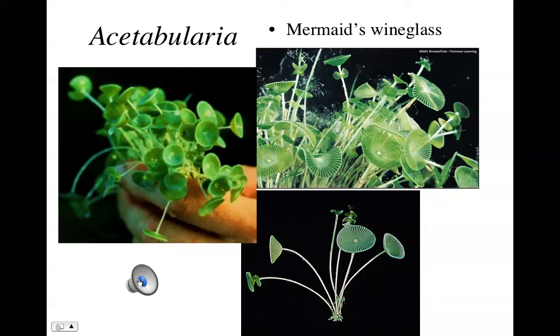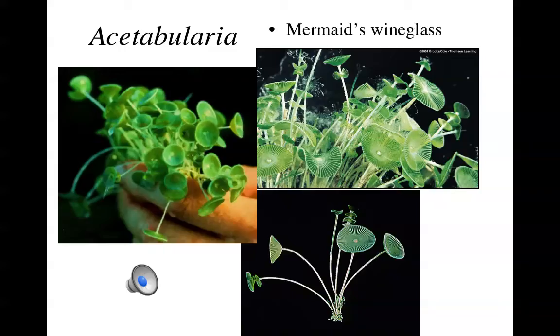Here we have an example of a green algae called Acetabularia. Commonly called the mermaid's wineglass, Acetabularia has been used many years ago now as a sort of experimental tool to determine where is the source of genetic material or genes inside of a cell. If you take a look at the picture of the person holding a little clump of Acetabularia, you can see how tiny these individual structures are.